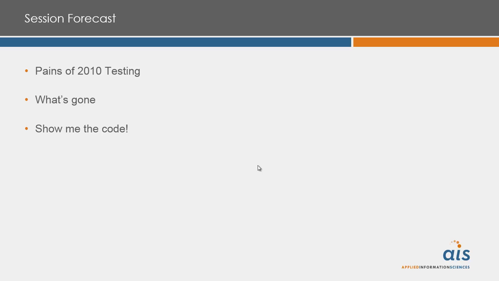So what are we going to look at today? First off, we'll look at 2010 and some of the problems or pains that existed in the testing infrastructure that was there, the testing tools that existed for your average coder. What's gone, so what's no longer there in 2012, where it's moved or where people are tending to go or where it's kind of anticipated people will go.